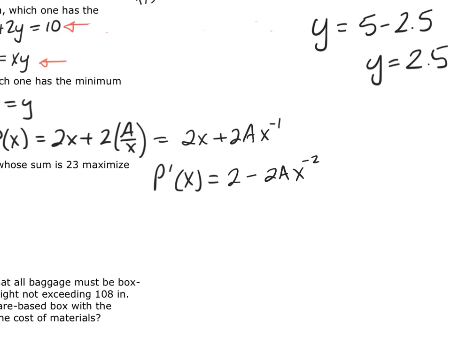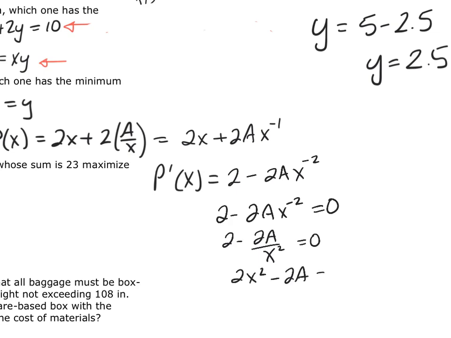Yeah? Okay. Now we set this thing equal to 0. So 2 minus 2a x raised to the negative 2 is equal to 0. What I really have, though, is 2 minus 2a over x squared is equal to 0. So I need to get rid of the x squared out of that denominator. How do I do that? Multiply everything by x squared. And so I get 2x squared minus 2a is equal to 0.